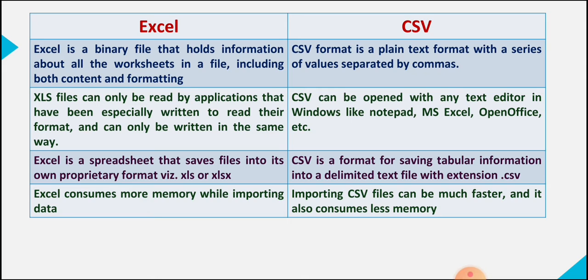Excel consumes more memory while importing data, but CSV files can be much faster and also consume less memory. Why can Excel occupy more memory space? Because when we store the content, Excel files always store the format also, so it takes more memory space. But in CSV we are storing only the content, so it takes less memory space and works fast. The content is less, so it can also work faster compared to Excel files.